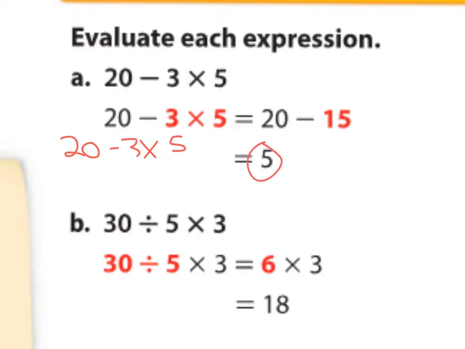Let's say I would just do this from left to right, and I would interchange subtraction and multiplication, which you're not supposed to do. And it takes 20 minus 3 is 17, right? And then 17 times 5 would give me 85. These two are completely different. You see that? So it's really important for us to follow order of operation.